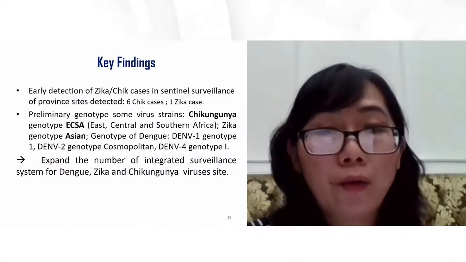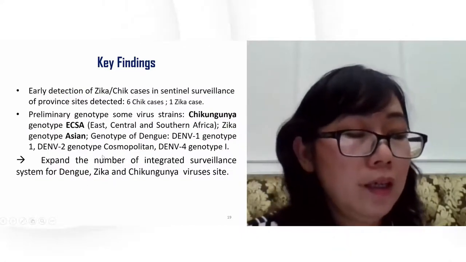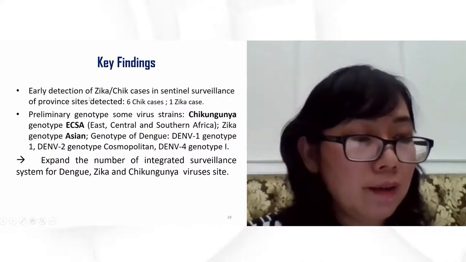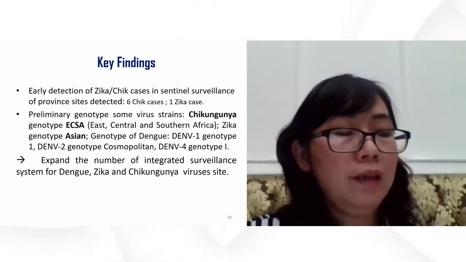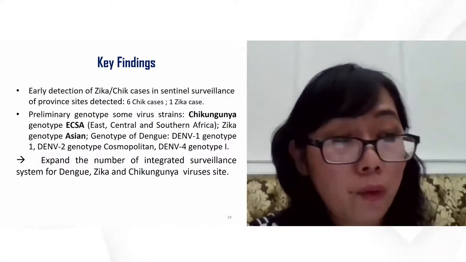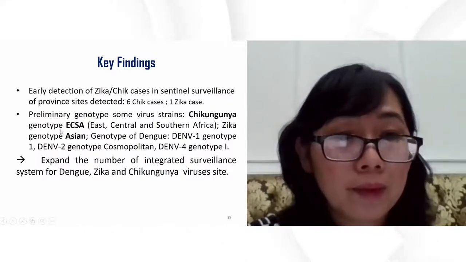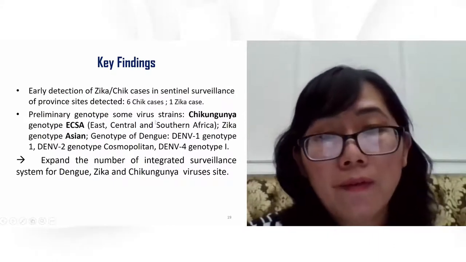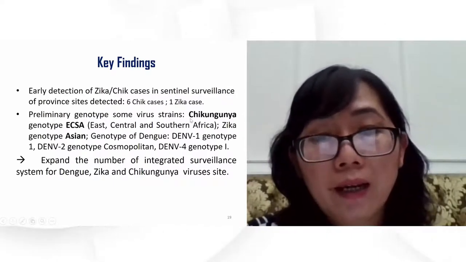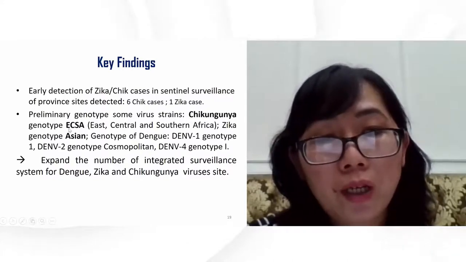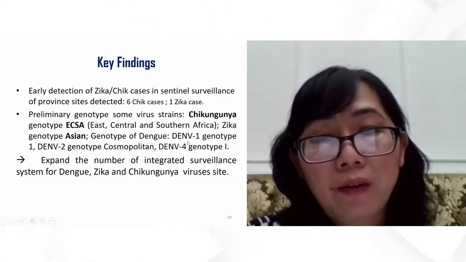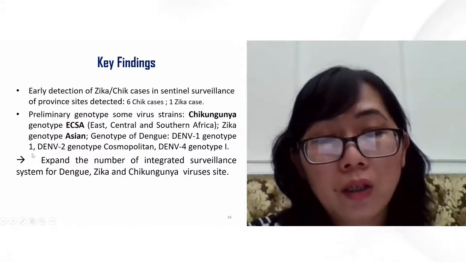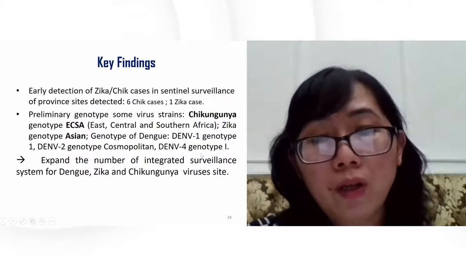In summary, our research revealed that chikungunya and Zika virus have been present in southern Vietnam and are circulating with dengue virus. Preliminary genotypes of some virus strains: chikungunya belongs to genotype ECSA, Zika to genotype Asian. Dengue virus serotype 1 is genotype 1. Dengue virus 2 is genotype cosmopolitan, and dengue virus 4 is genotype 1.